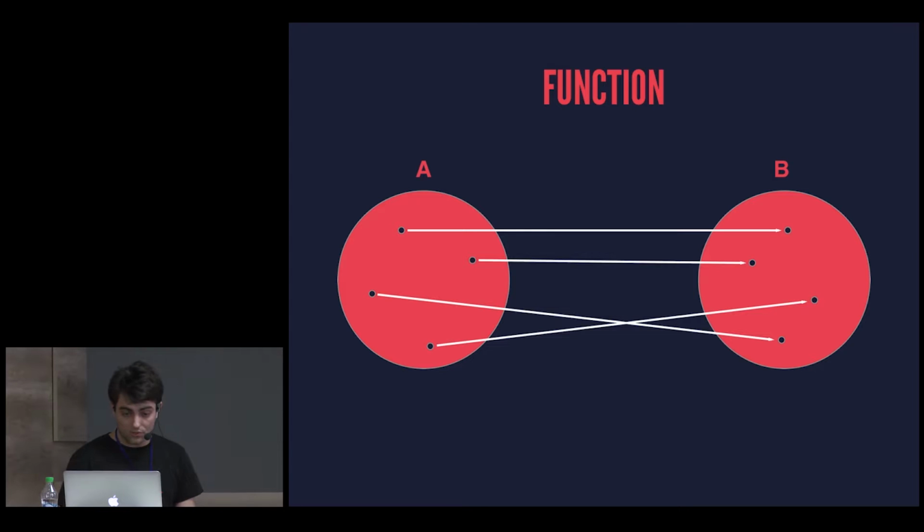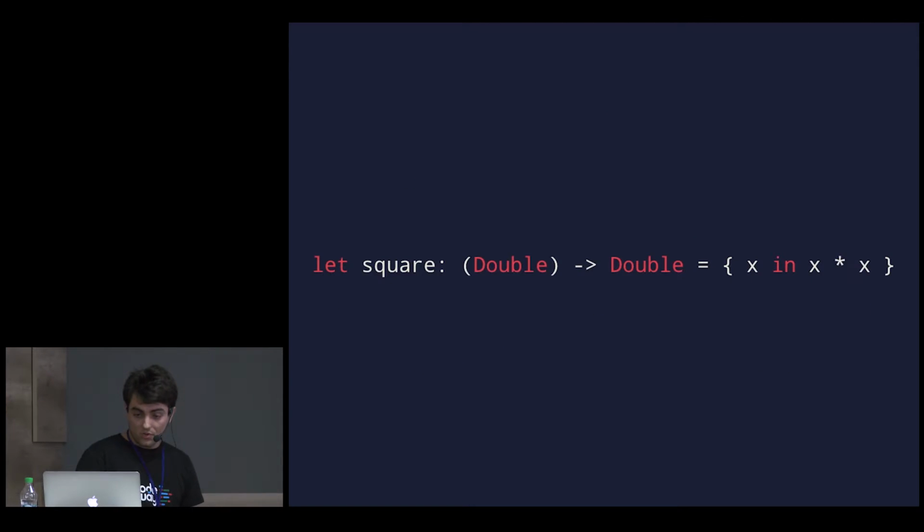Because Swift supports functional programming, what that actually means is that functions are first-class citizens. And this brings us to three properties. First is that we can assign functions to variables. So we can have a variable square, and we can assign a function from Double to Double to it, and it will just take an x and square it.